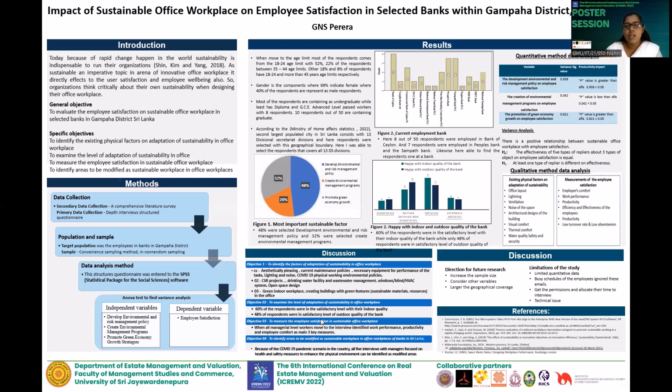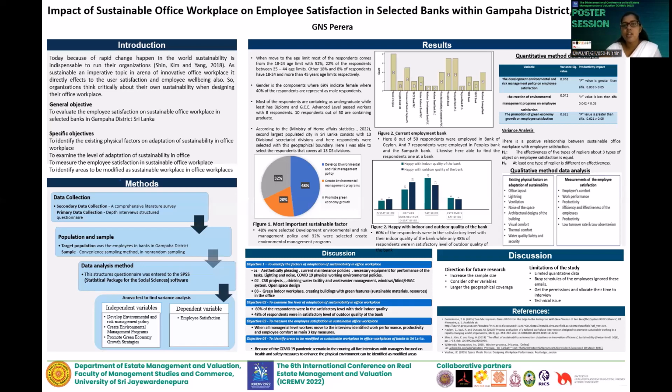In the level of satisfaction, here we identified only 48% of the responses satisfactory with the outdoor environment, and there is a consideration regarding the outdoor quality of the environment. To measure employee satisfaction, here we identified the interviews done with the managerial level workers. Work performance, productivity, and employee comfort are the 3 main vital factors.